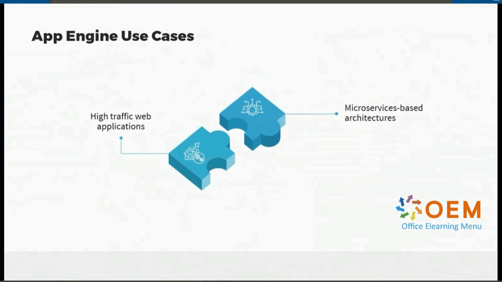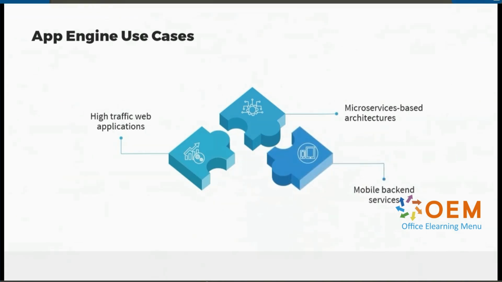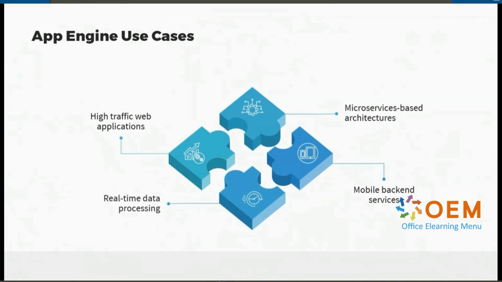For developers, it's great for building microservice-based architectures. So App Engine simplifies deploying and managing these services. App Engine is a great choice for mobile backend services, and it gives a reliable and scalable platform that you can easily integrate with mobile applications. And finally, great for real-time data processing. App Engine's flexibility and scalability come into play here with real-time data processing.